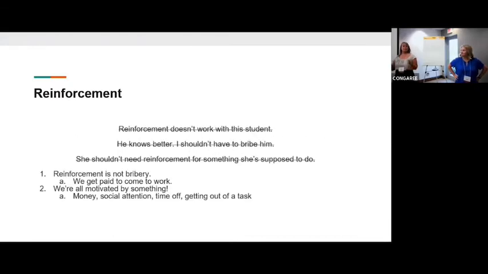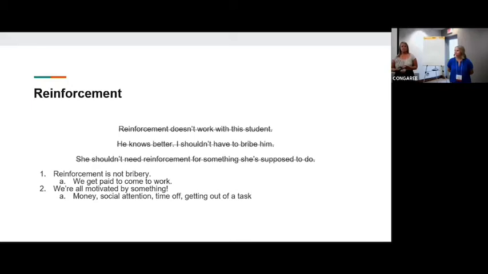But none of them are true. So reinforcement isn't bribery. We get paid to come to work. That's our reinforcement. I'm not going to go to work for free. Most people won't. We do maybe some little things for free, for sure. But long-term, I'm not going to come if there's not some reinforcement at the end. And we're all going to be motivated by something.